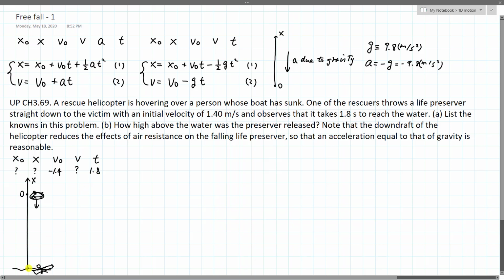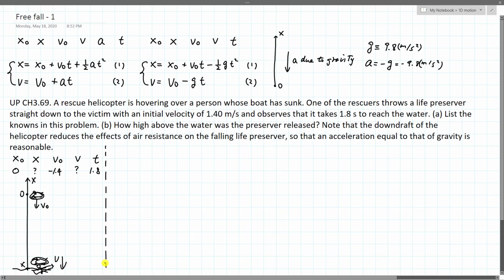So this position will be the x position, the final position, and the life preserver right here is moving downward. So it has a velocity v downward, and it has a velocity v0 here when it was first thrown by a rescuer. Okay, so now we can say that the initial position can be set as 0 because we're free to choose where the origin is. So now we only have 2 unknowns. Let's go ahead and try to solve them. Let's partition our space.